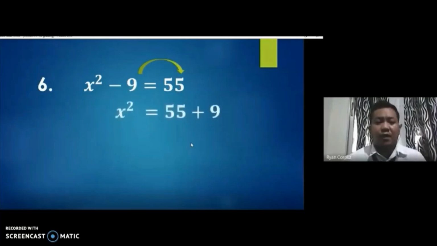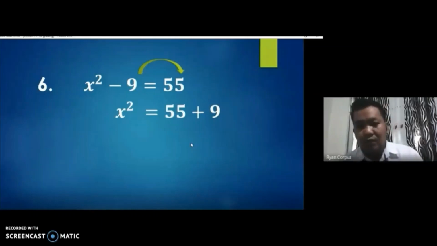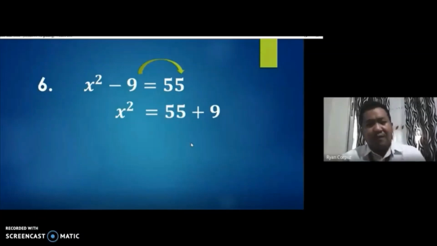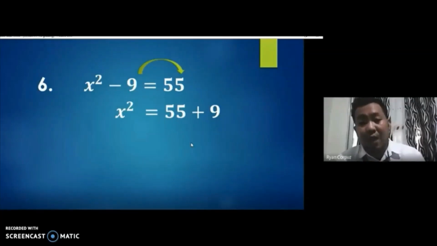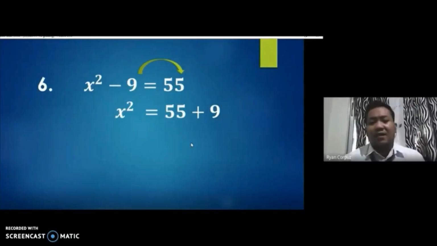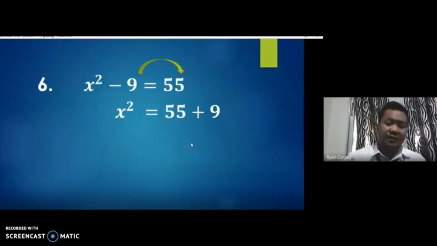So, what will happen will be x squared is equal to 55 plus 9. The negative 9 will become positive when we move it to the right side of the equation, because since it jumped the equal sign, the sign will change. Or it is the same way that we may use the addition property of equality. You added 9 on the left side and you added 9 on the right side. So negative 9 plus 9 will be cancelled out. Then what we will have is just 55 plus 9 on the right side. Then 55 plus 9 is 64.